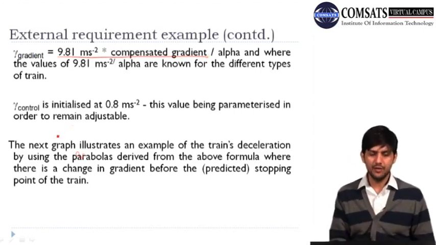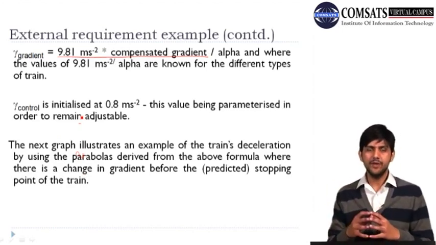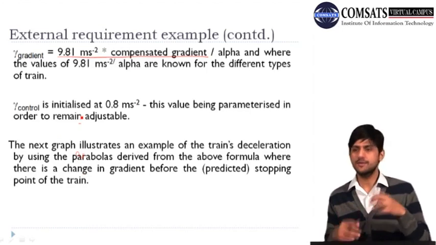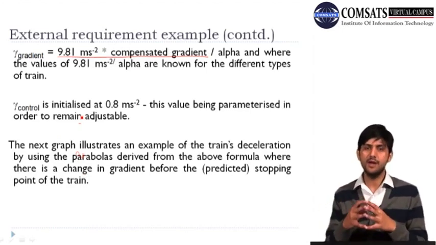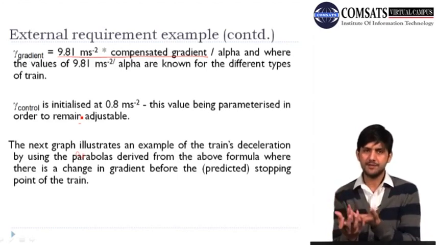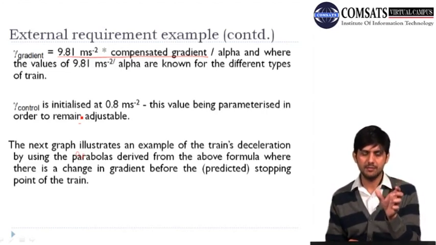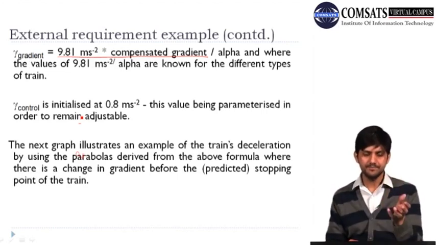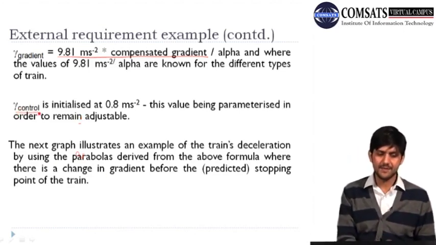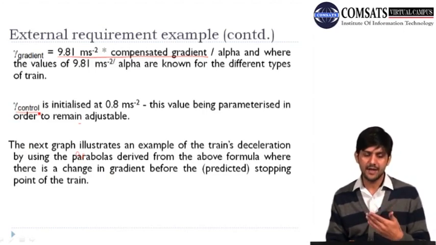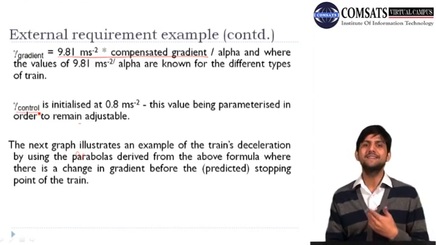So we know that if we are going to deploy our system on trains, we would have to know, for a certain company, which kind of trains they have, and for different kinds of trains these values would change. So we have expressed this formula for deceleration, but we have used some terminologies which can actually be taken from the client as well. Similarly, we also say how we express the control: the control is initialized at 0.8, and this value is parameterized in order to remain adjustable.